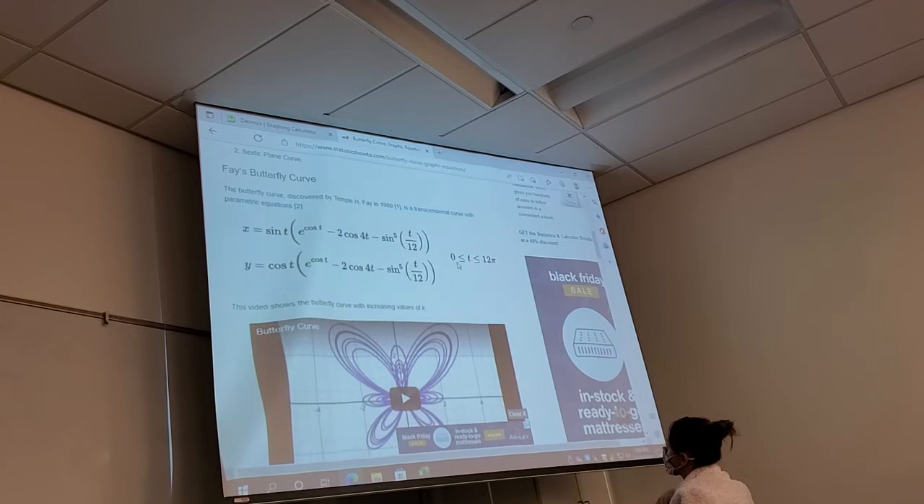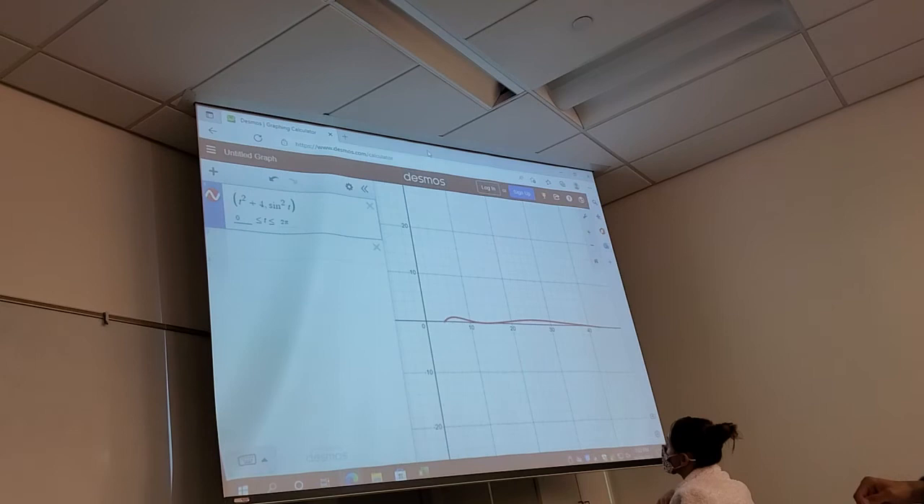So if you just Google search butterfly curve parametric, you can get that, and then you can plug it in your calculator. Let me get away before whatever that is opens up. All right. So let's go.